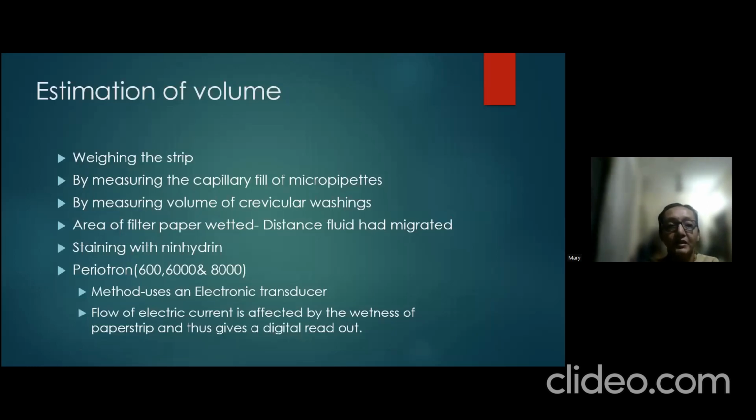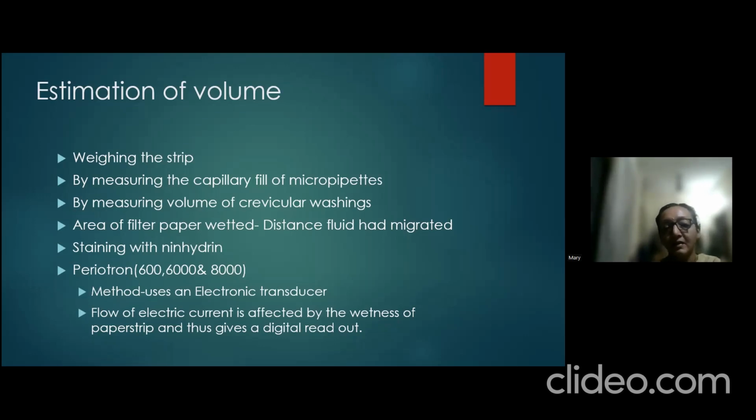Now, how do we estimate the volume after collection? The amount of fluid which has emanated can be estimated either by weighing the strip or by measuring the capillary fill of the micropipettes. Another method is by measuring the volume of the crevicular washings. Another method is to measure the area of the filter paper which has been wetted, that is, the distance to which the fluid has migrated can be measured.